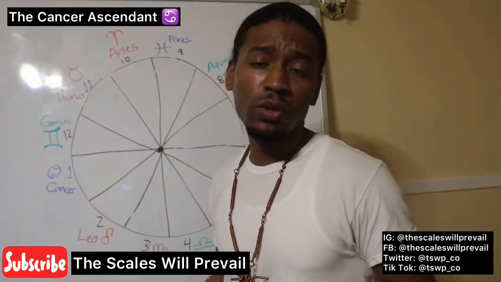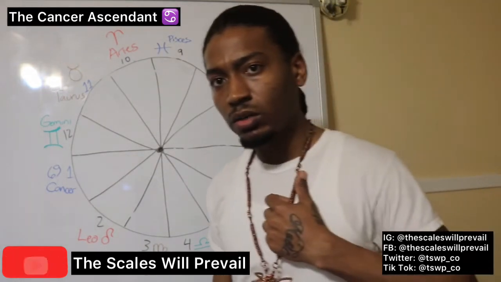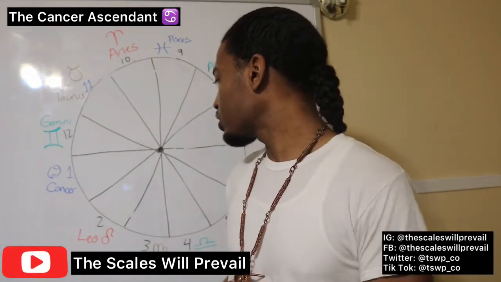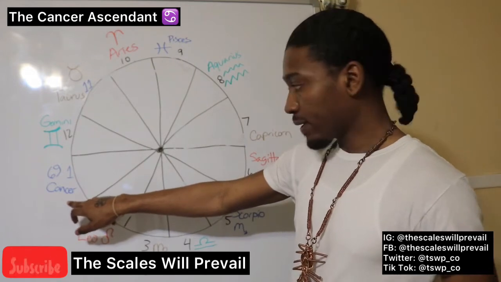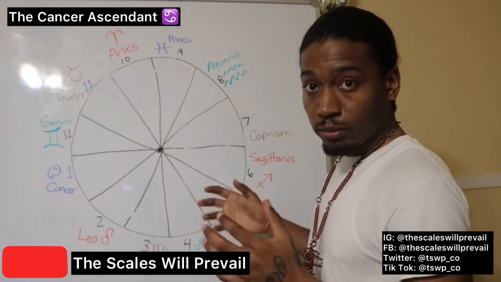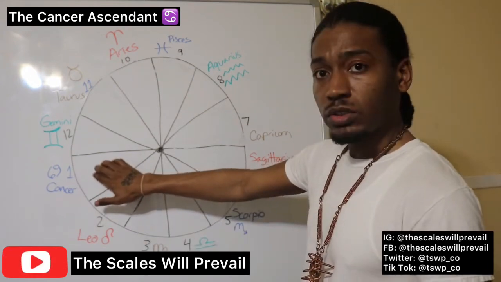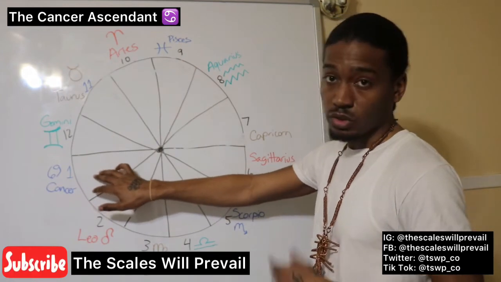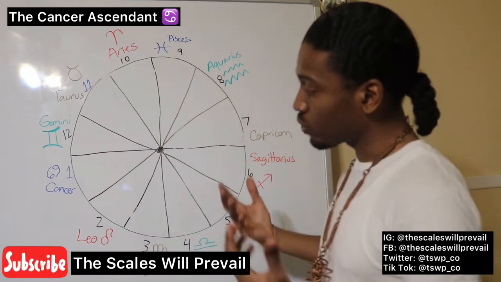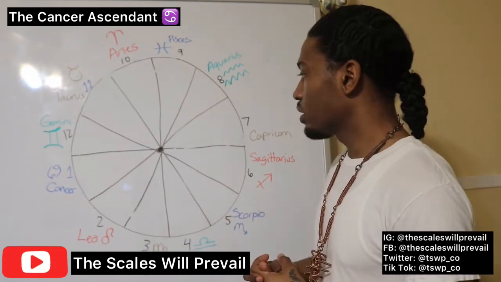So this is the reason why we're going to use whole sign houses, is because we want to reach more people, right? So yeah, let's get it started. So Cancer Ascendant, Cancer is ruled by the moon. The moon deals with emotions, right? And when we think about the first house, as this is the house that represents you, it's like the mask that we wear, it's the physical appearance. I like to say it's how we act, since it's the mask that we wear.